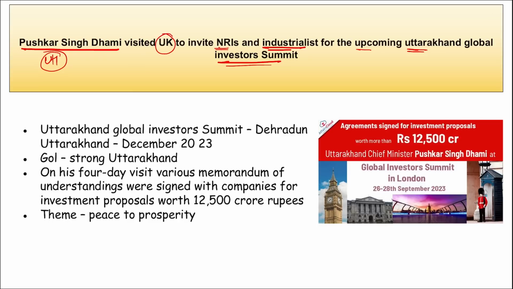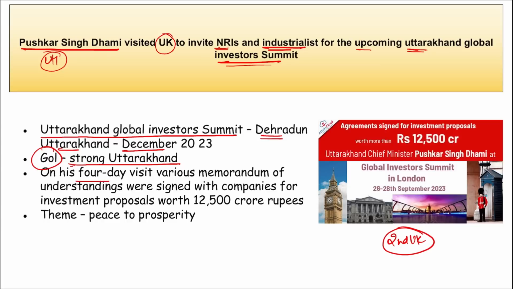And the main aim of this Uttarakhand Global Investor Summit is to achieve the goal of a strong Uttarakhand. Correct? He also participated in a roadshow organized for the Global Investor Summit in Birmingham and held meetings with various industrialists during this visit. And if we are talking about Birmingham, remember it is the second largest city of the UK that went bankrupt, right? Recently they declared that Birmingham is bankrupt. Coming back, the Uttarakhand Global Investor Summit in Dehradun will be in December, and the aim is to achieve a strong Uttarakhand, right?